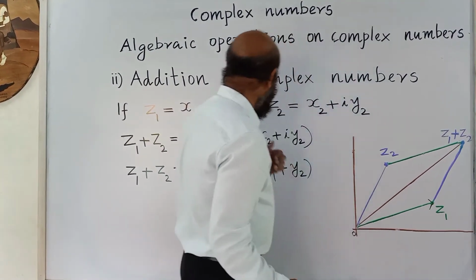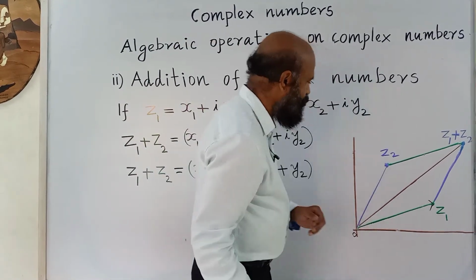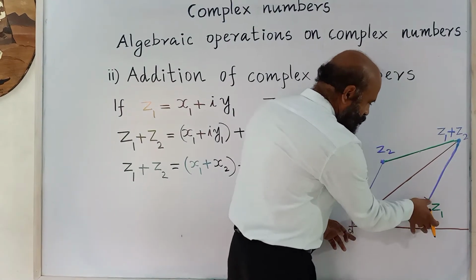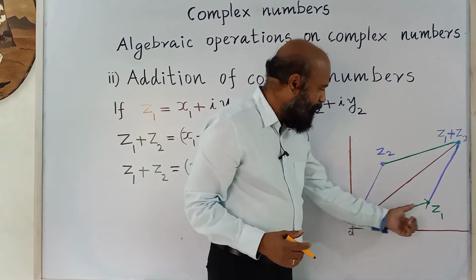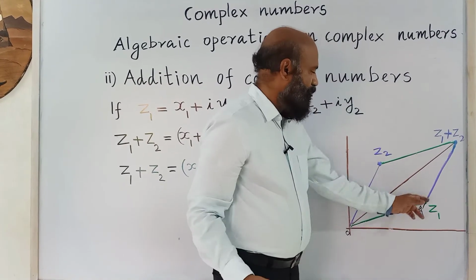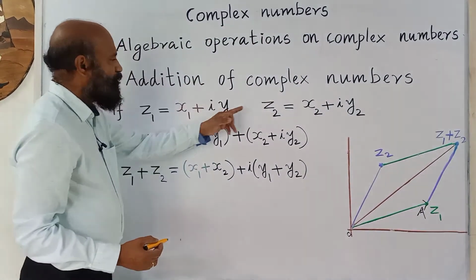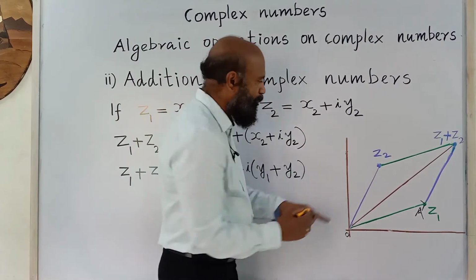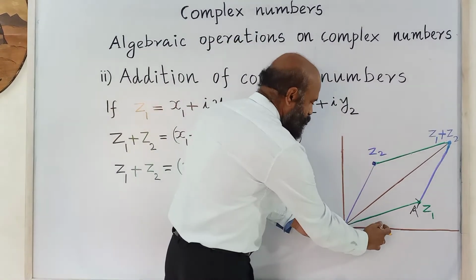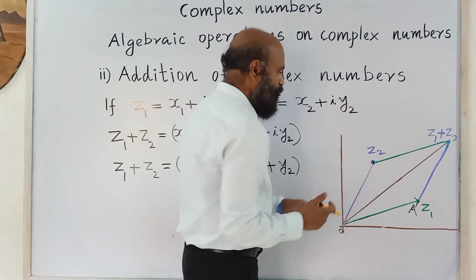It can be represented like this. z1 can be represented by this point. It is x1 plus iy1. So this is x1 and this is y1. Or it can be represented by this vector. Then z2 is represented by this point. Its real part is x2 and the imaginary part is y2.